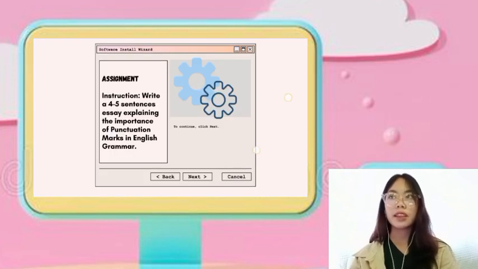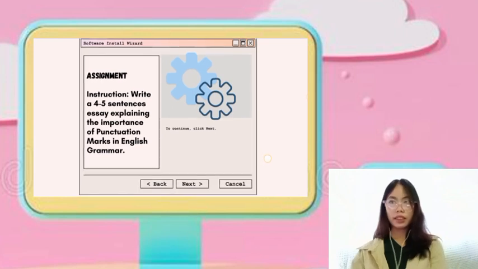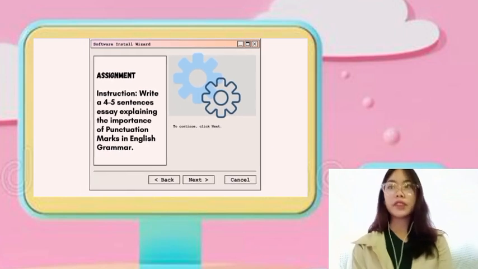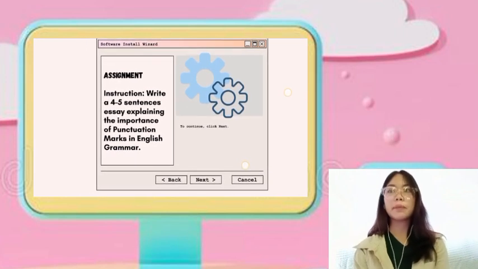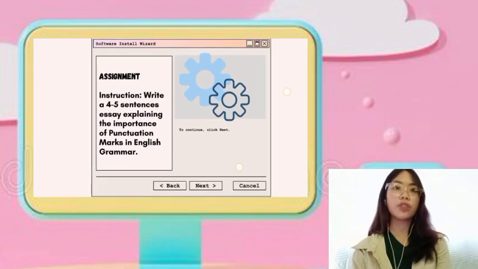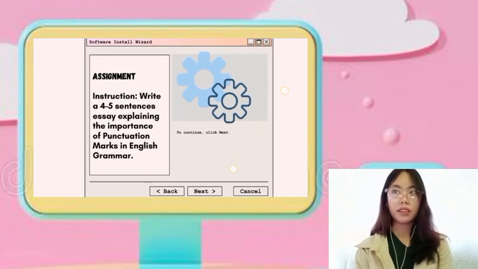And now for the assignment. Write a 45-sentence essay explaining the importance of punctuation marks in English grammar.